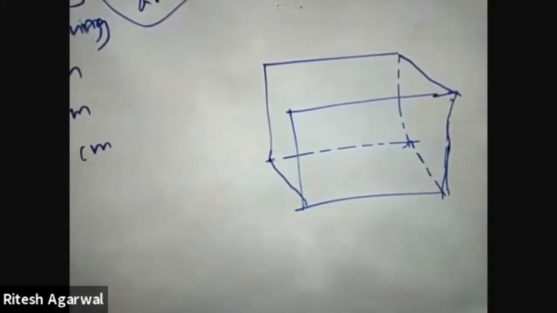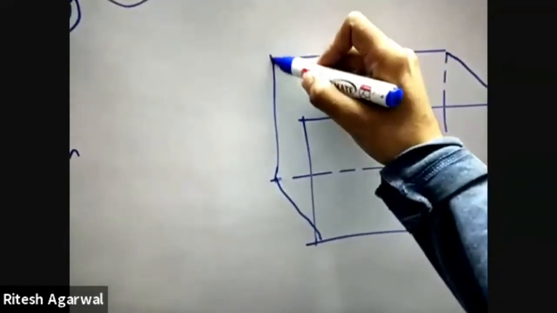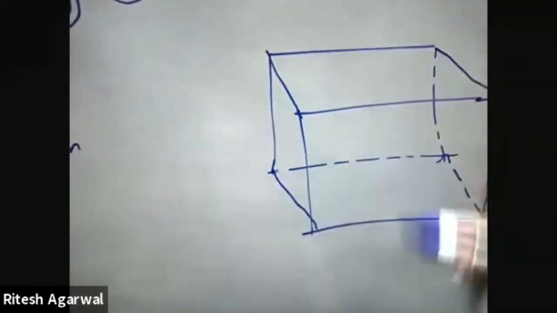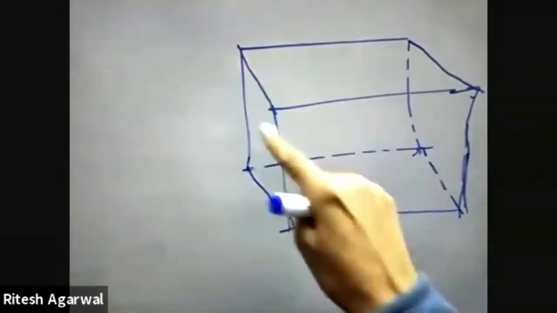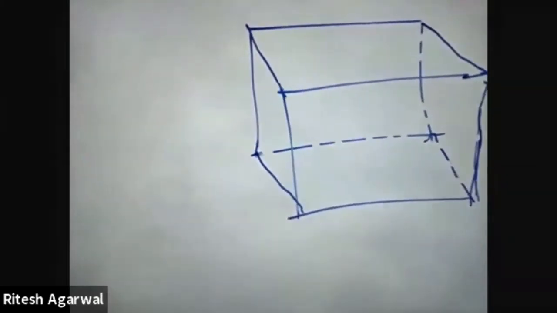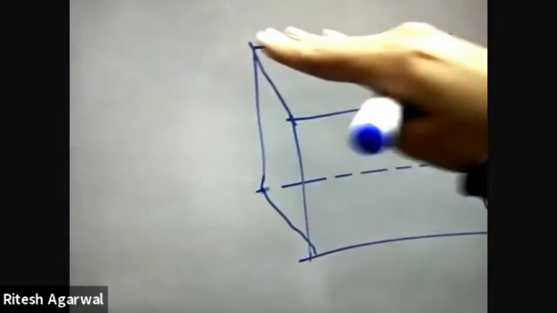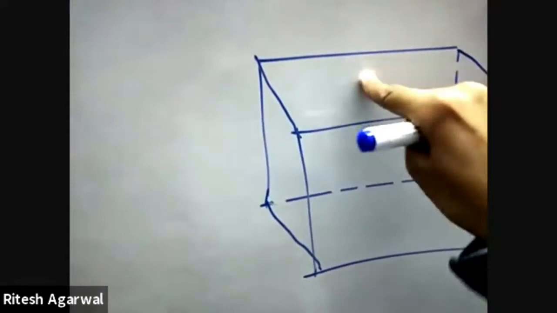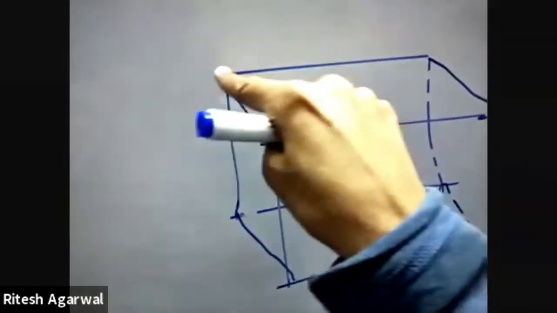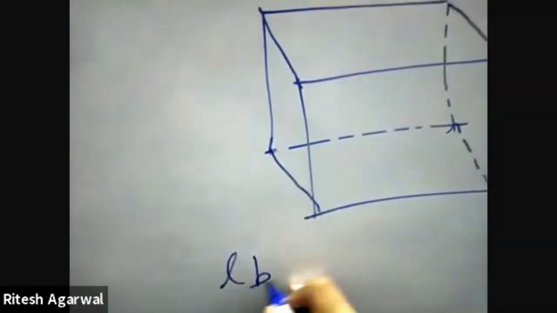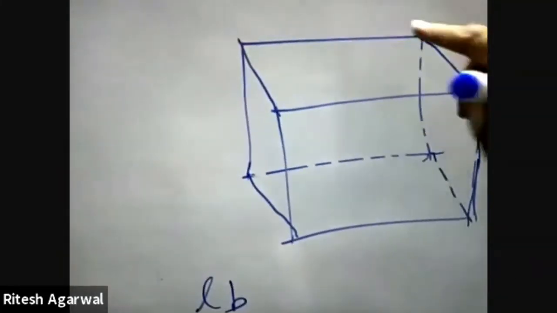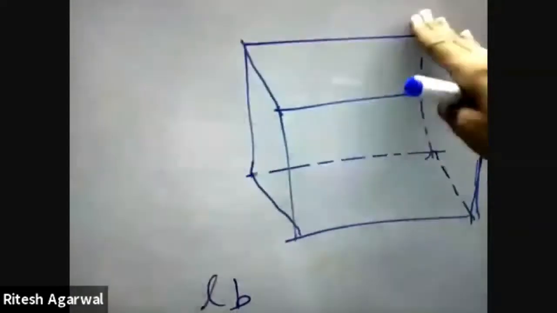In a cuboid, there are 6 surfaces, and now I just told you that there are 6 surfaces, and each surface is a rectangle. So you have this rectangle at the top. Let us find the area of this rectangle. The area of this rectangle will be length into breadth, means this side into this side. So LB, length into breadth, will be the area of this surface.